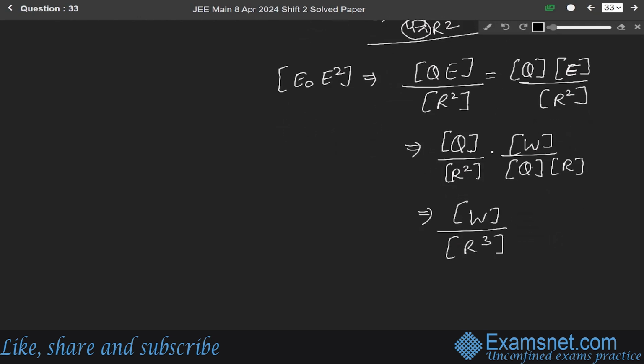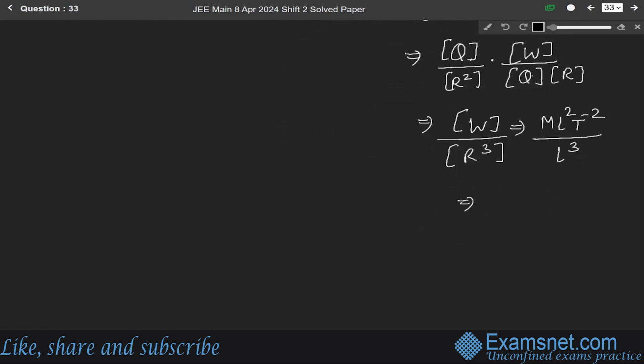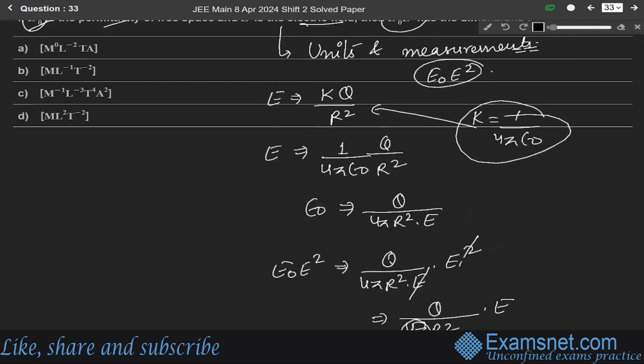For W we can write the dimension of M L square T minus 2, and radius is a length, so we write L cube. So this will be equal to M L minus 1 T minus 2. So the dimension of epsilon naught E square is M L minus 1 T minus 2. So the correct option is option B, M L minus 1 T minus 2.